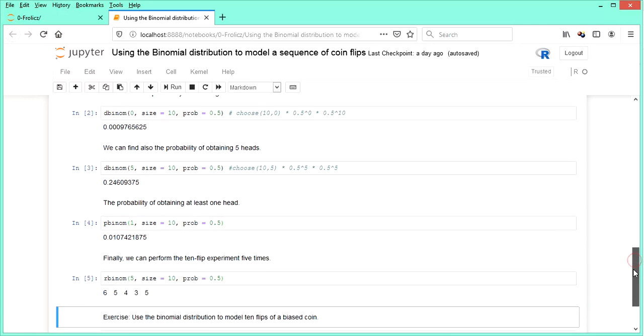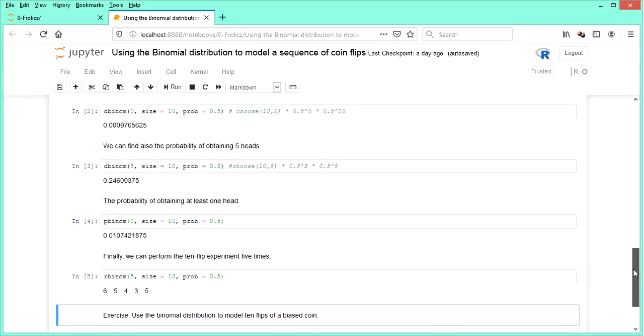So as an exercise, I would recommend that you use the binomial distribution to model 10 flips of a biased coin. So with a biased coin, the probability of getting a head is not the same as getting a tail. So try using the binomial distribution to model that and see what you get.